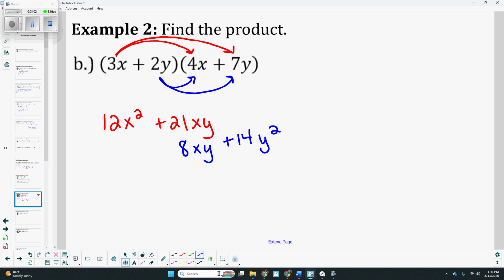Depending on how short my problem is, I might do it this way. If I'm dealing with a much longer problem, I'll probably keep just going this way. Again, whatever way makes most sense to you. But now I do have some like terms combined. I'm going to combine these two here. So I'm going to get 12x squared plus 29xy plus 14y squared.